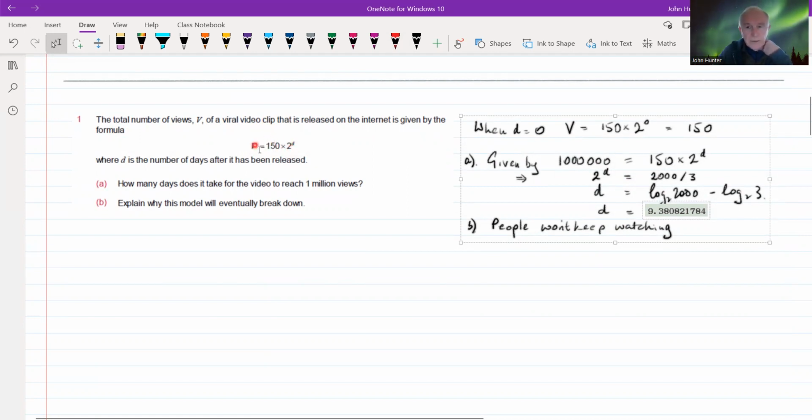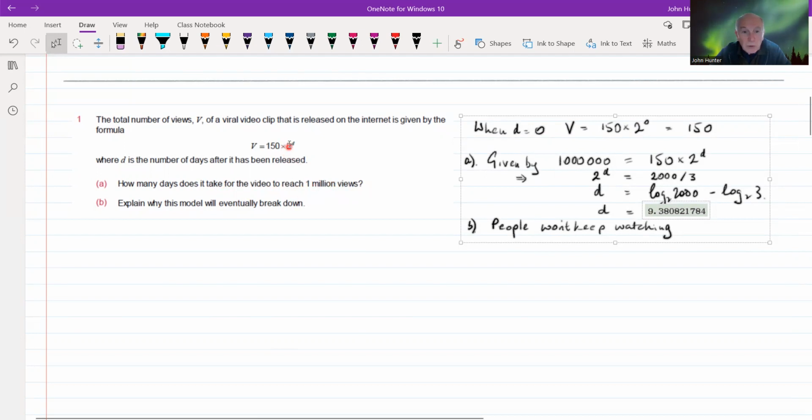So we're sort of skipping that stage, but I think we can see that when D equals 0, then after 0 days, the number of views is equal to 150 times 2 to the power of 0, which is 150. So when it's released we already have 150 views at the point it's released. Okay, so how many days does it take for the video to reach 1 million views?